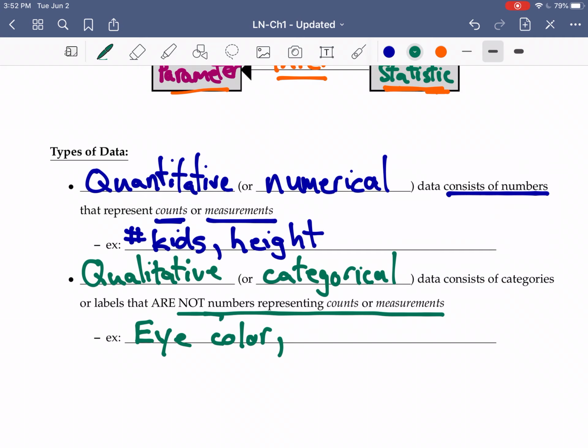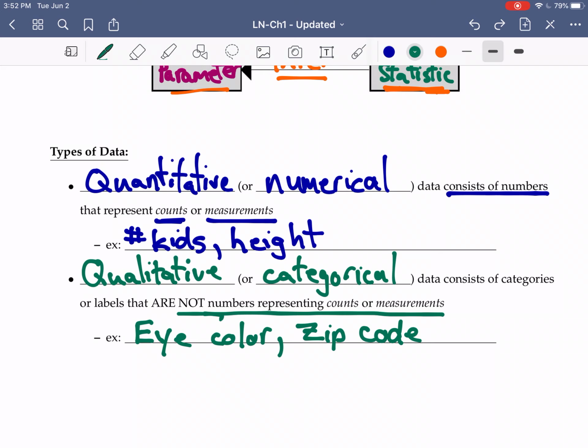But you could also look at something like a zip code. A zip code is a number, but that number is not representing a count or a measurement. So just because it's a number does not necessarily mean that it's quantitative. You can have numbers that are not representing quantitative data. They could be representing qualitative data, and a zip code would be an example of that. So those are some types of data that we might take a look at.